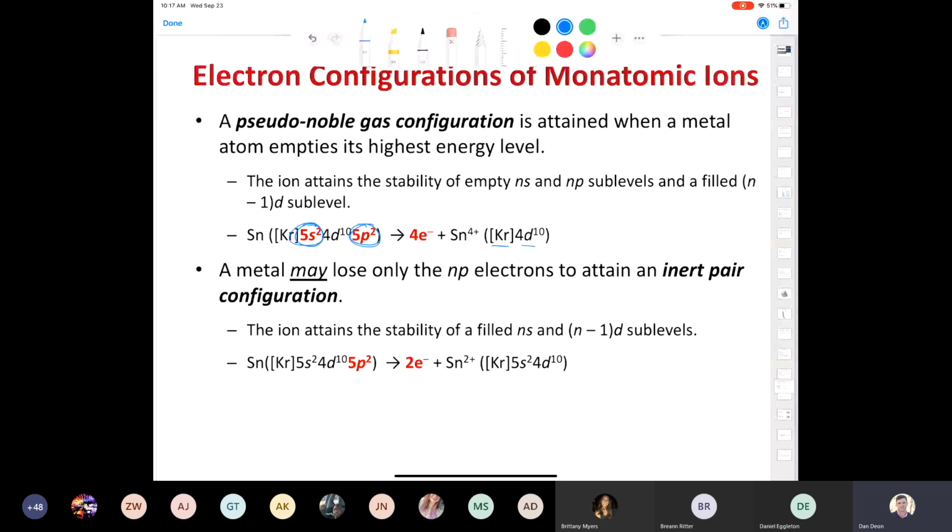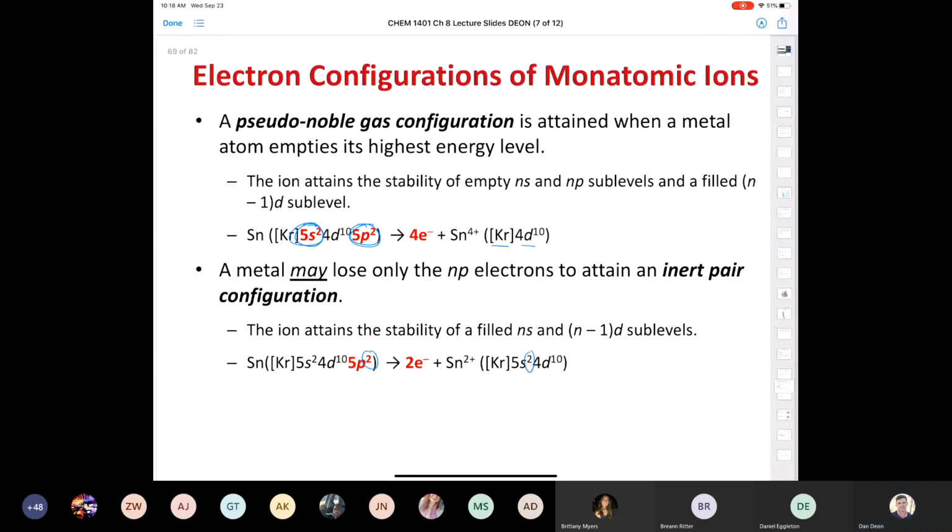Those are our core electrons, plus we end up with the d electrons, and we call that a pseudo-noble gas configuration. But it also says here that a metal may lose only the p electrons to attain what's called an inert pair configuration. And that's why tin can also be tin 2+, because if you lose just the p electrons, you still have the 5s electrons, and we call that an inert pair configuration.